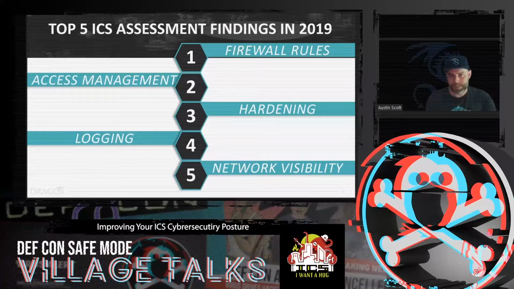During this presentation, we'll be talking about our top 5 ICS assessment findings for 2019. These are related to firewall rules, access management, system hardening, logging, and network visibility. We'll be talking about some of the tools that we use as penetration testers and ICS network assessment professionals, tools that can be used safely in ICS environments without introducing operational risk, or at the very least, minimal operational risk. We'll cover how to identify these risks using these tools, and also how to mitigate some of these common findings.